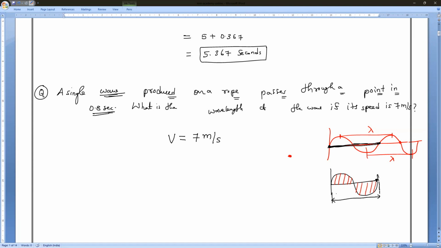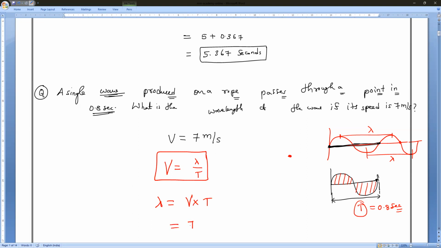Time taken to complete one wave. What do we call it? Time period. Time period equals how much? 0.8 seconds. We all know wave speed is equal to wavelength divided by time period. Now, wavelength is equal to wave speed into time period.